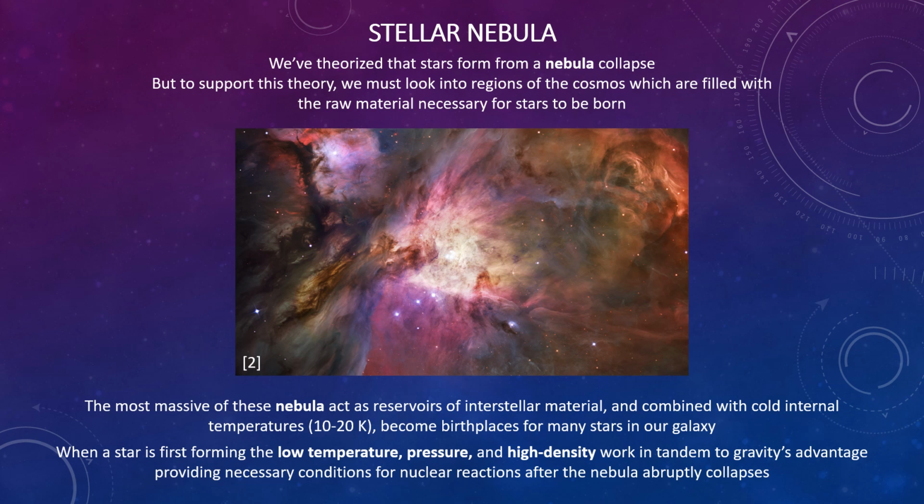And since they have an overall cold temperature, about 10 to 20 Kelvin, this is the right conditions for the birthplaces of stars. So when stars are first forming in this overall low temperature and low pressure but high density environment, it really works in gravity's advantage and helps provide the necessary conditions to start nuclear reactions after the nebula starts collapsing. And then when I say collapse, I mean collapsing gravitationally.